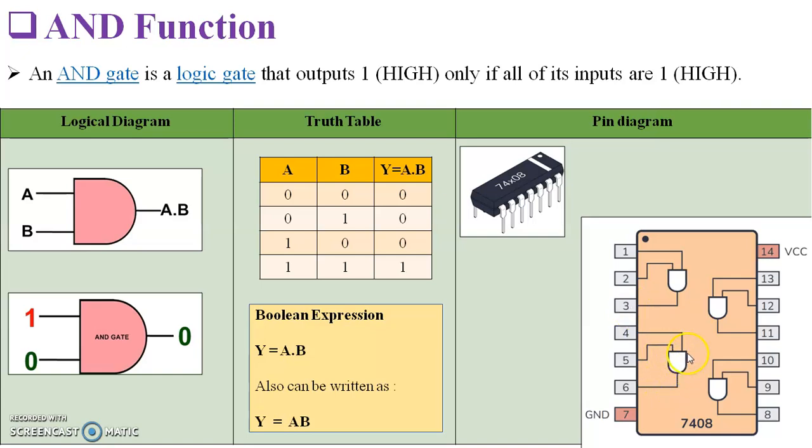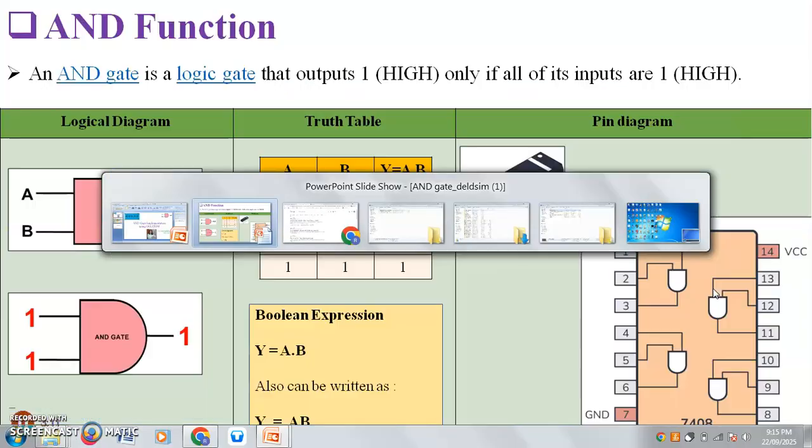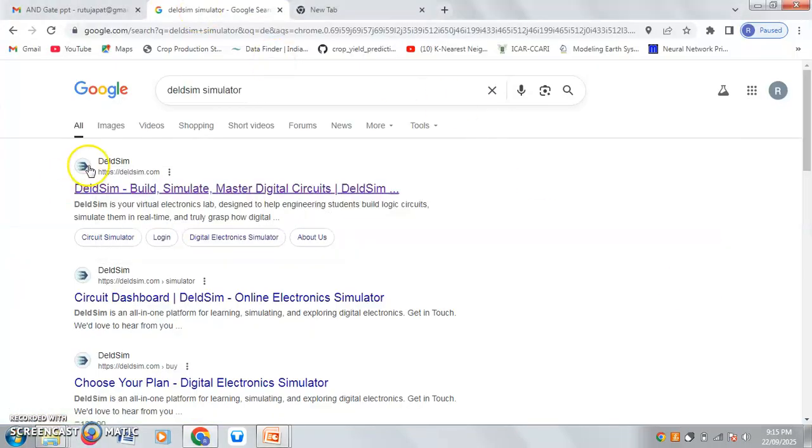For gate number 2, 4 and 5 are the inputs and 6 is the output. For gate number 3, 9 and 10 are the inputs and 8 is the output. For gate number 4, 12 and 13 are the inputs and the output is pin number 11. Now we have to refer to this pin diagram, and based on this we have to do the connections on the Deldsim simulator. So let us go to the Deldsim simulator.